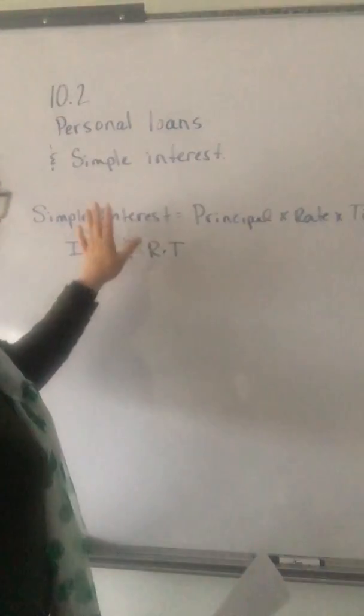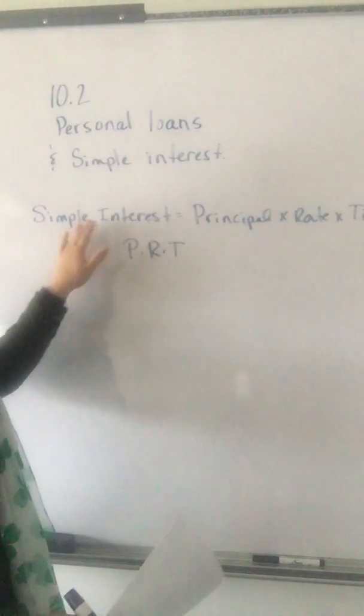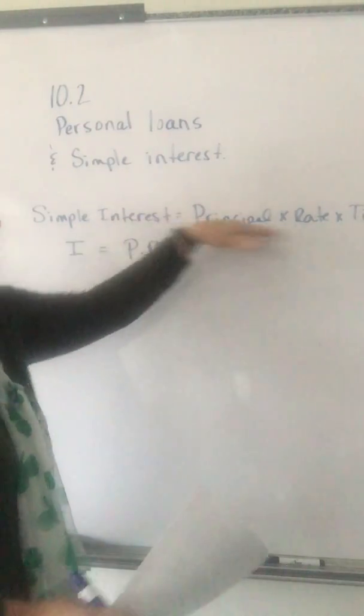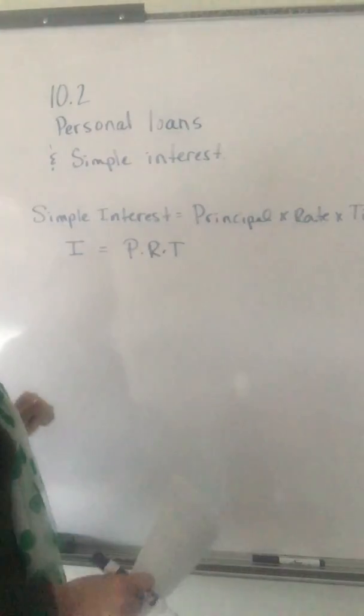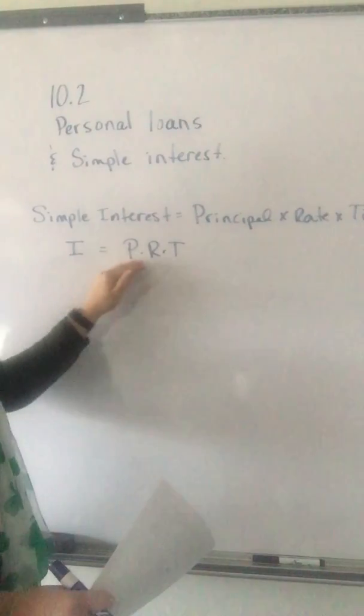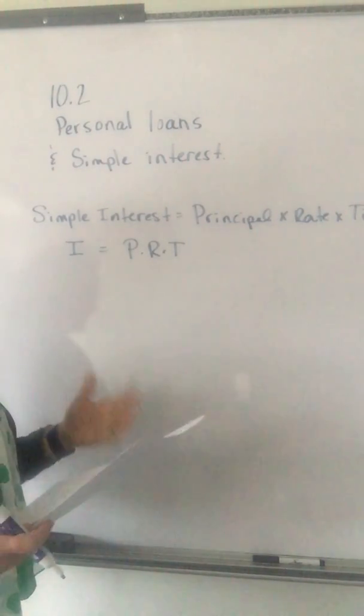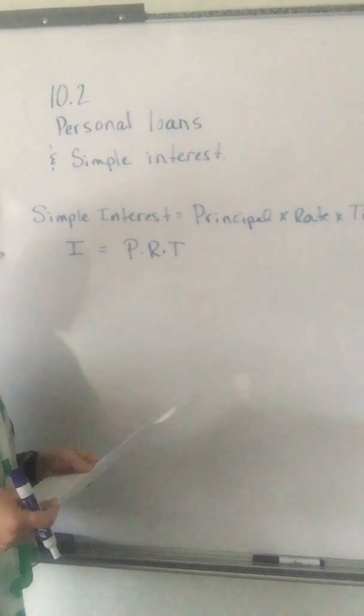So the formula for simple interest is simple interest equals the principal times the rate times the time. They're all just directly multiplied together, those three factors. So I equals PRT is our formula for this section. It's the only formula. We basically use this one throughout the whole section in different ways.